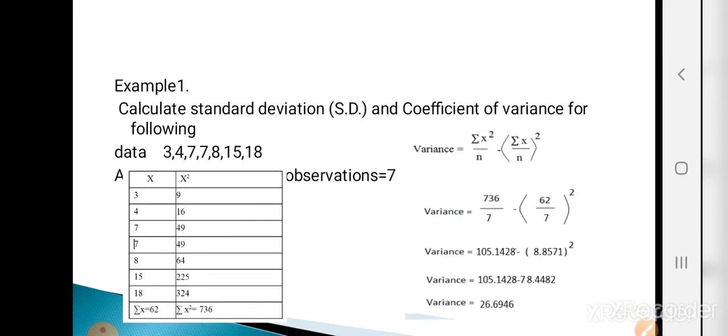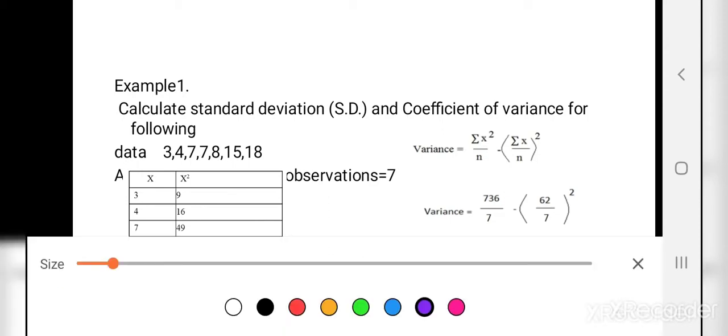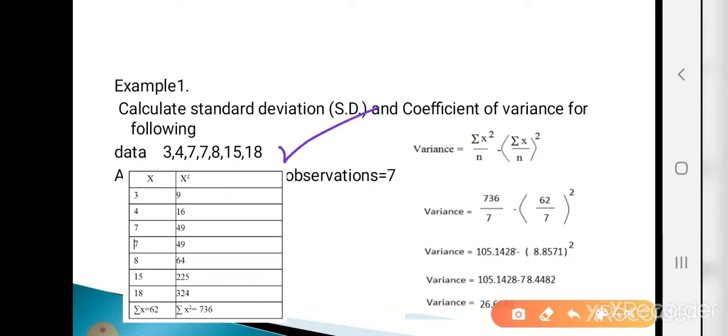See one example of ungrouped data. How to calculate variance, standard deviation and coefficient of variance for ungrouped data. Calculate the standard deviation, variance and the coefficient of variance for the following data. The data values given are 3, 4, 7, 7, 8, 15 and last is 18. Here a total of 7 observations are given in the example, so n value is 7.